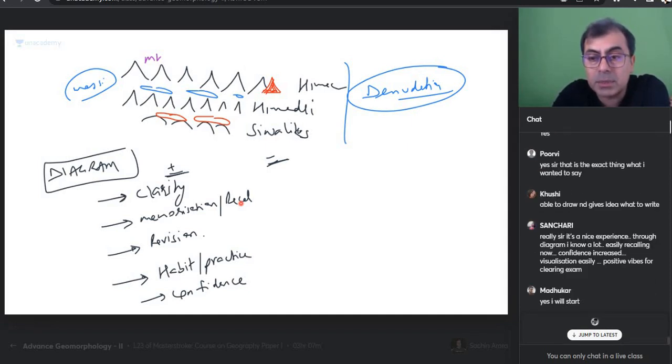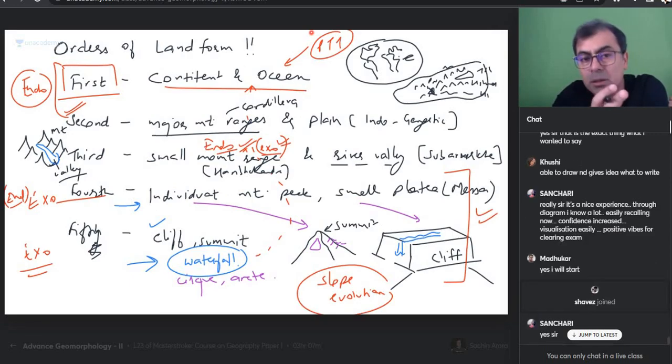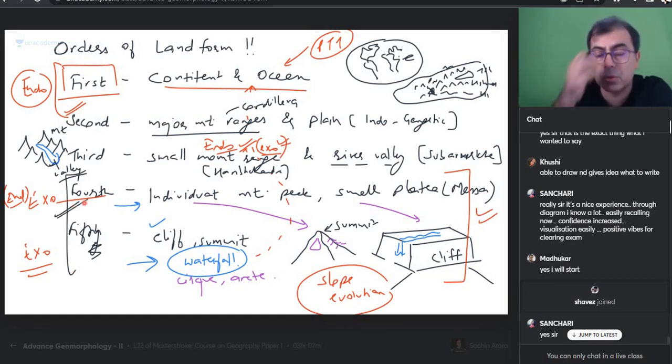Sanchari is saying it's a nice experience through diagram. I know a lot easily recalling now. Confidence is increasing and errors are also getting corrected. Yes or no? अब एक बात बताओ. After writing this with diagrams, first order, second order, third order, fourth order, fifth order, does it stick to your mind? Which one are we talking of when we are talking of Penck and Davis? Penck and Davis का slope evolution हम इधर बात कर रहे हैं.